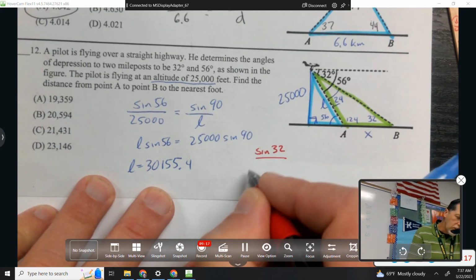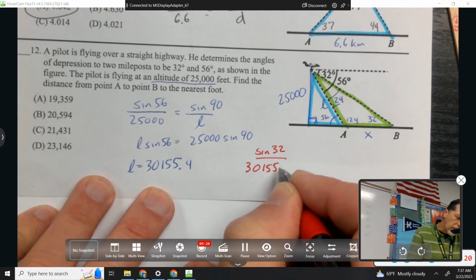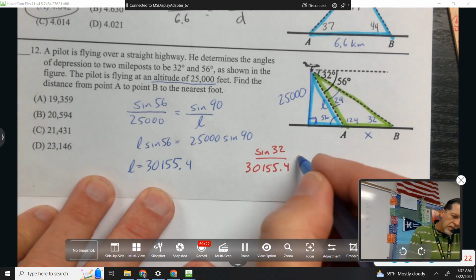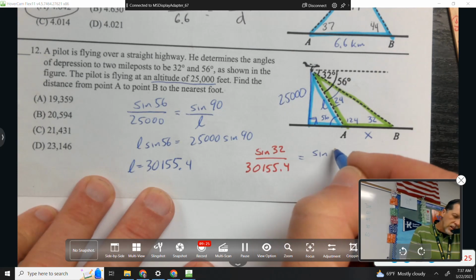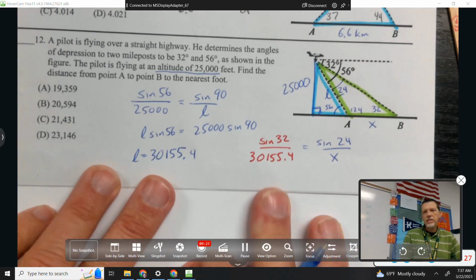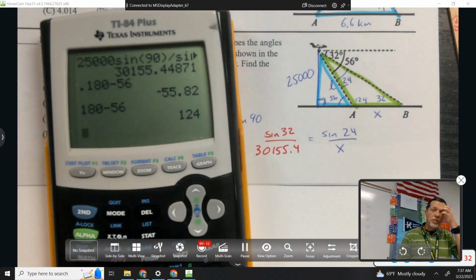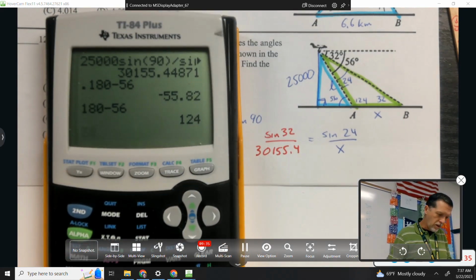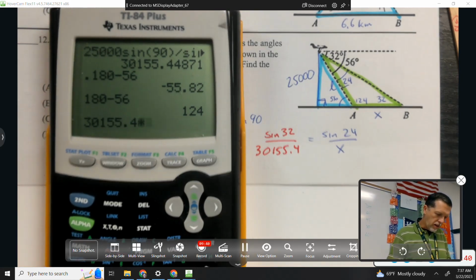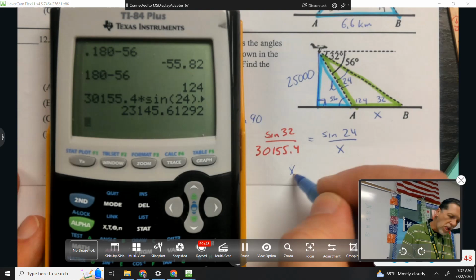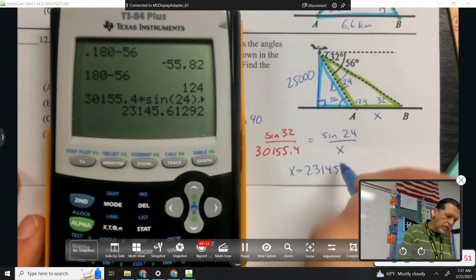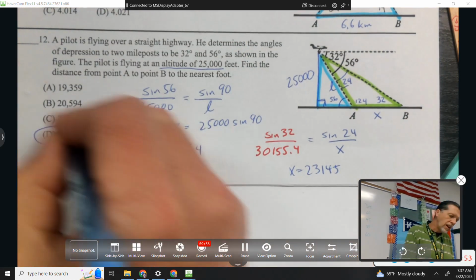So sine 32 over the 30,000 equals sine 24 over x. And now I'm warmed up, so I'm not going to write the next step. I'm going to do 30,155.4 times sine of 24 divided by sine of 32. 23,145. Or 146, I guess, if we round correctly.